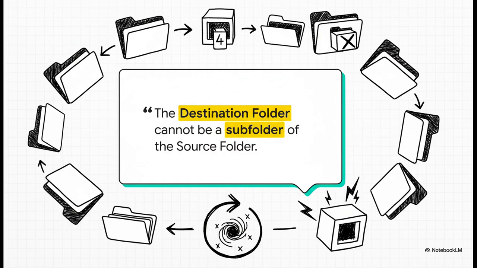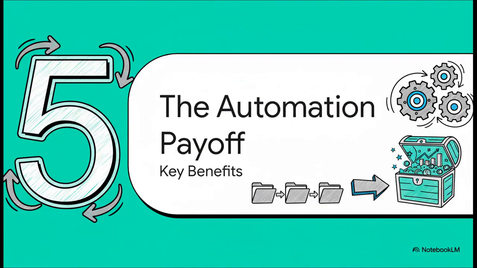And finally, rule number 3. This one is super important. You cannot, I repeat, cannot try to copy a folder into itself or into one of its own subfolders. If you did that, you'd basically create an infinite loop. It's like trying to pack a box inside a smaller box that's already inside the first box. Your brain just broke, right? Well, the script is smart enough to catch this and will give you an error, preventing you from creating a digital black hole. So you follow those 3 simple rules. What's the payoff? Well, it's huge. This is where automation really starts to change your entire workflow for the better.